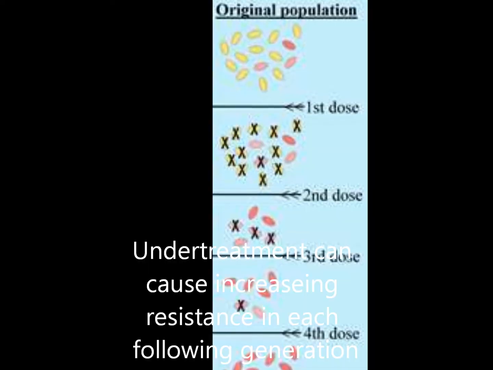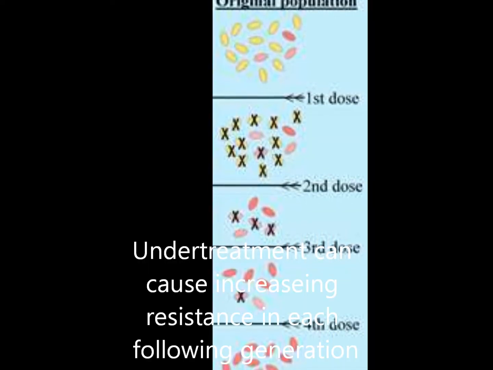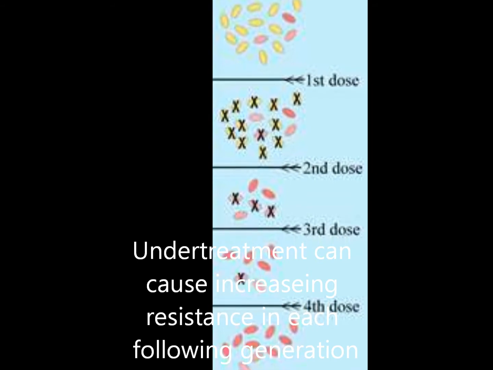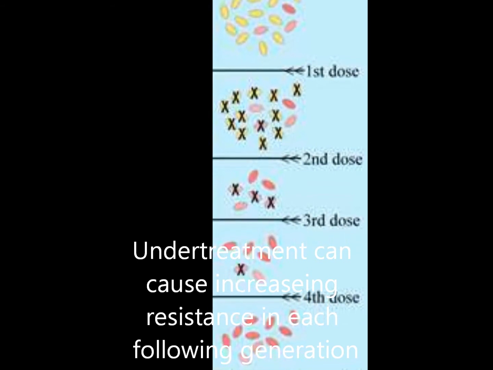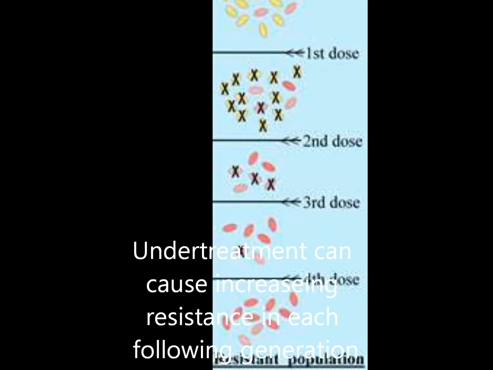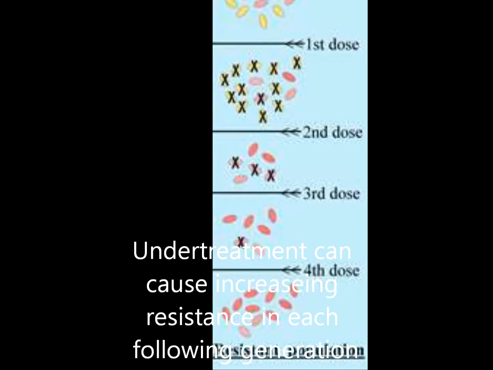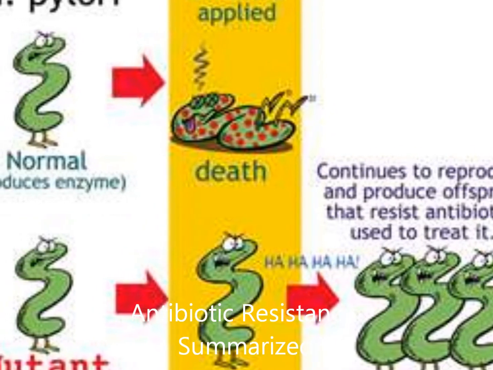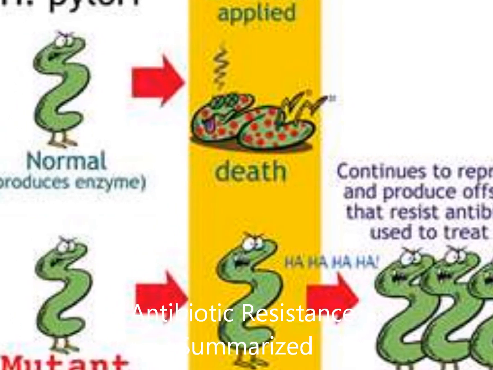Further, if a full dose of antibiotics is not used to kill off as many bacteria as possible, and we call this undertreatment, the successive generations are hardier and can eventually develop resistance, as seen in the simulation. So with each successive generation, you can see resistance increasing because full dosages are not being used.